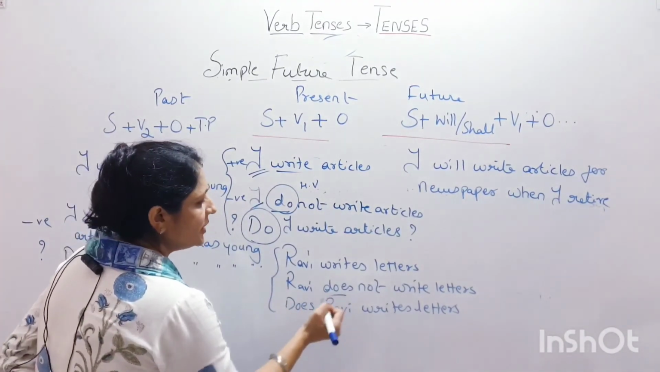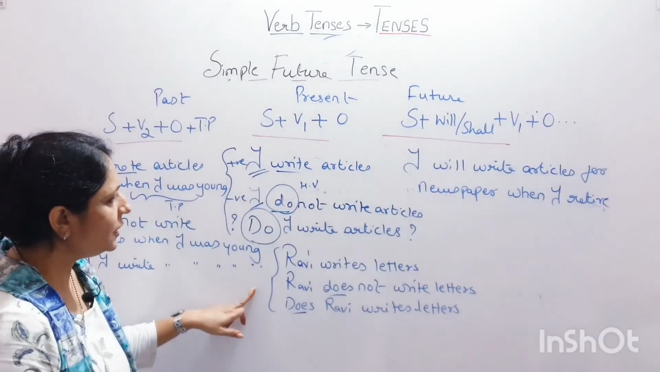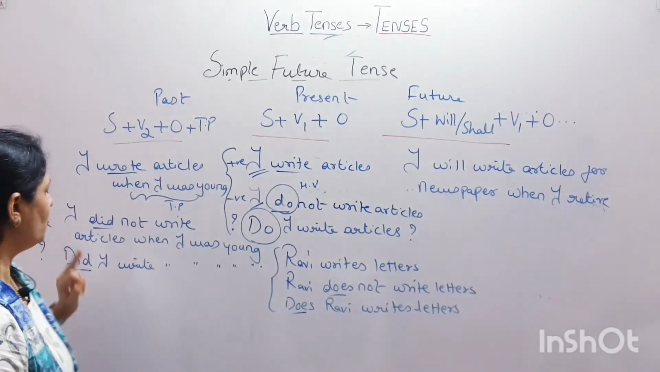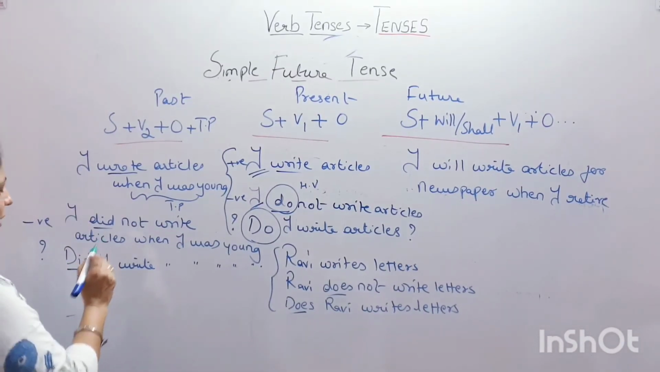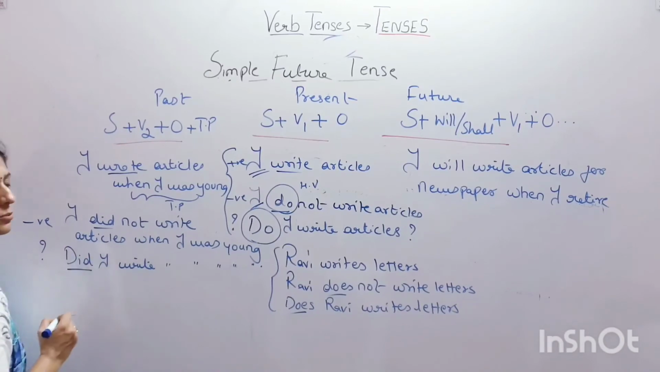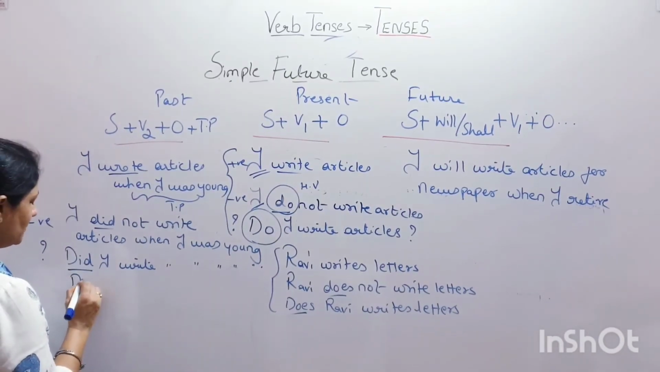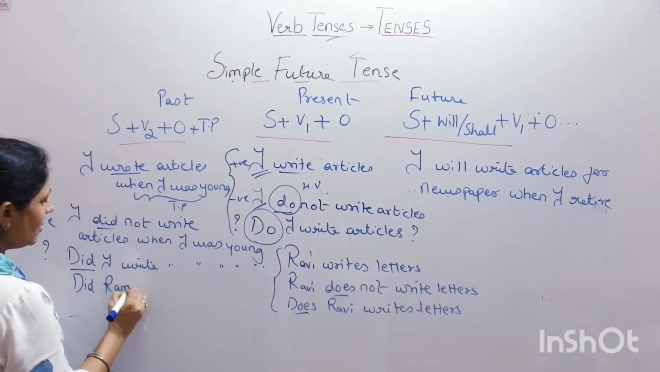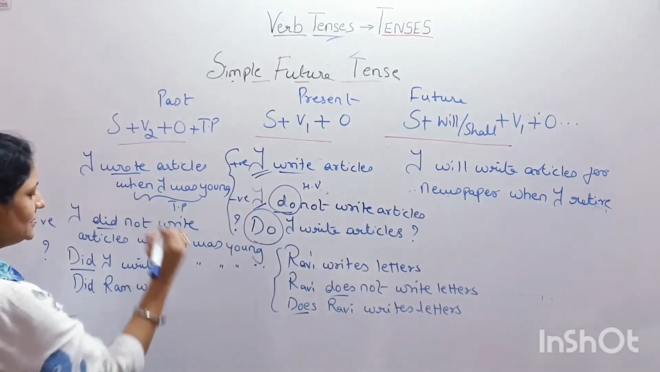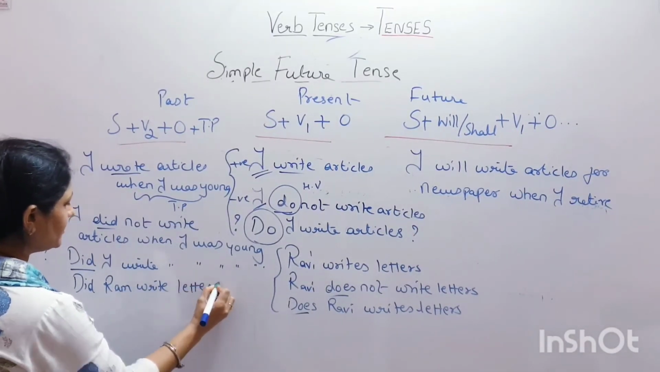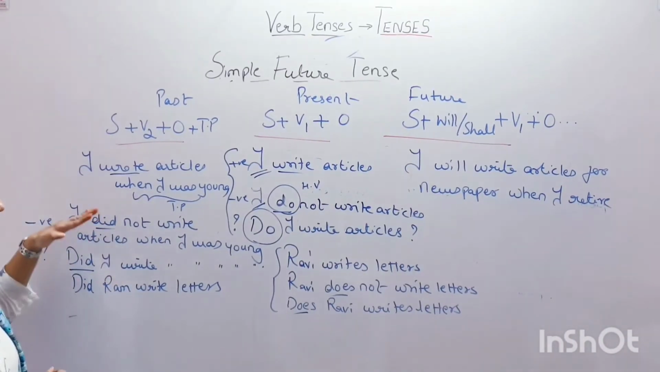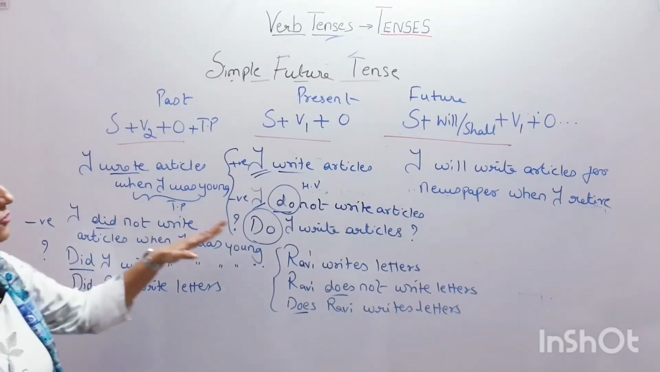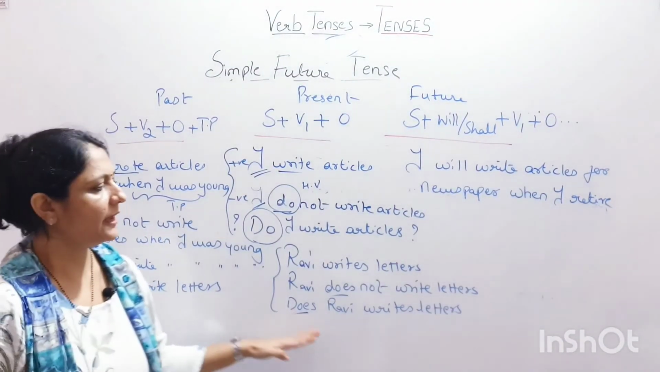So the change in the helping verb occurs only in case of present tense, whereas the helping verb remains the same irrespective of the subject in past tense. So if I had used Ram here, my sentence would have become did Ram write letters in past tense, or did I write letters. So these are the three forms of past tense, three forms of simple present tense.